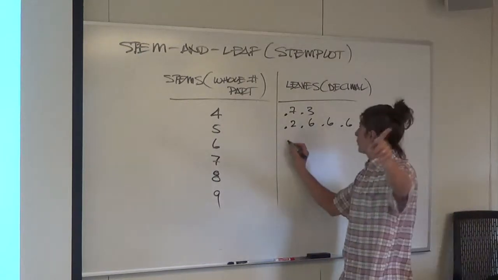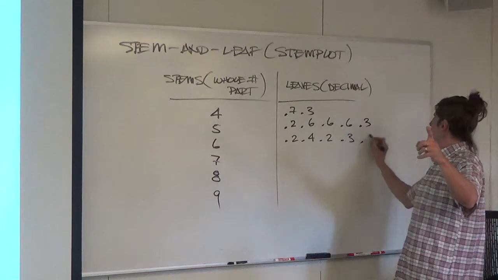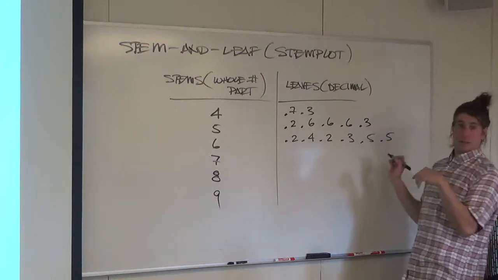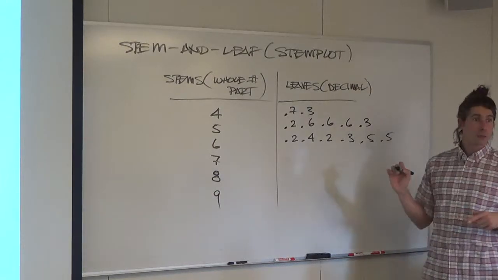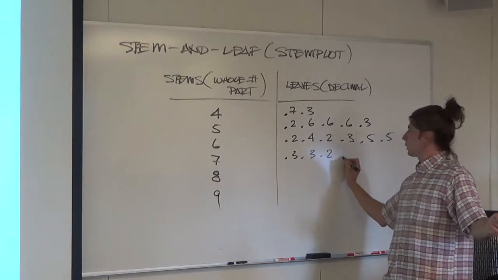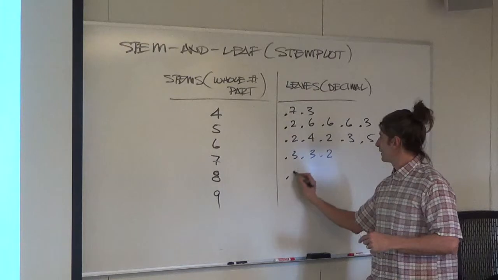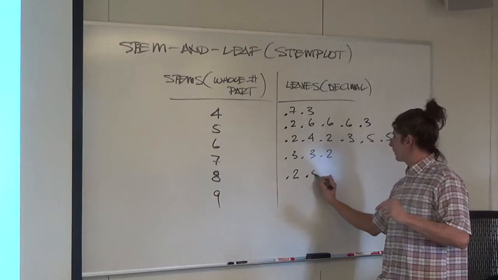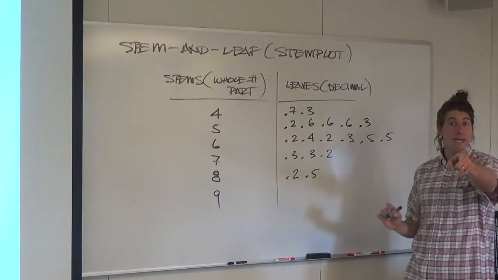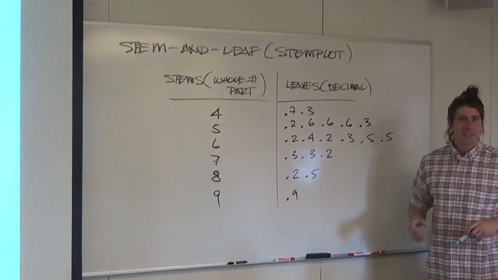0.2. I heard a 0.2, I heard a 0.4. 0.2, 0.3. 0.5. 0.5 again? Love it. 7s? 0.3. 0.2. That's all? 8s? 0.2. 0.5. Beautiful. Okay, and Nick, you were 9.9? Yeah, 9.9. Any other 9s? That's a beautiful distribution. So 6s are high, it seems like.